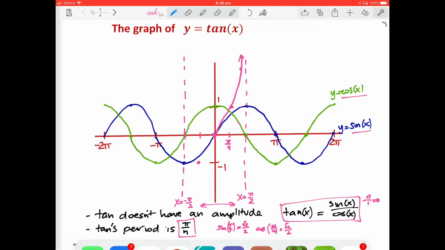Doesn't ever get there. And then down here, it's actually going to become negative. And once again, it's going to approach the asymptote. So that is our one basic graph of tan.